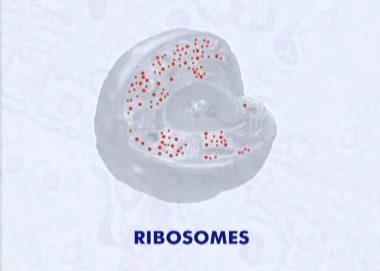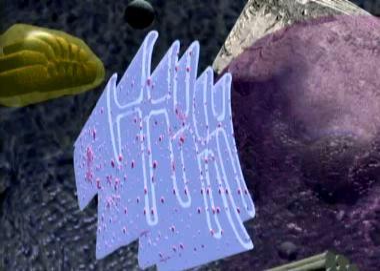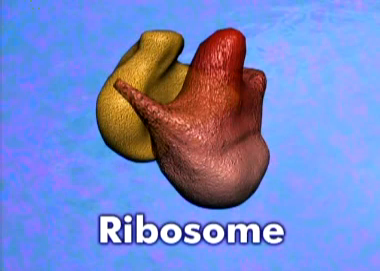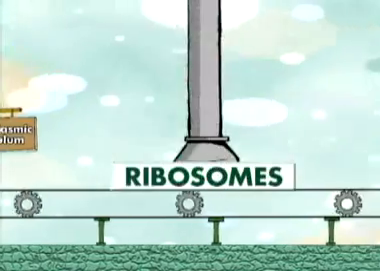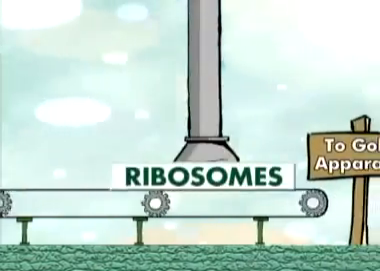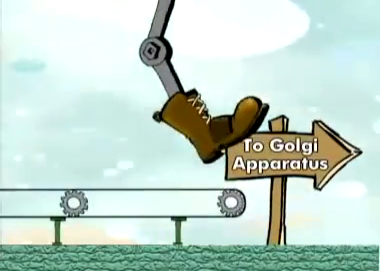Ribosomes are the protein builders of the cell. They can be found floating in the cytoplasm or attached to the endoplasmic reticulum. Ribosomes may look round, but if you look closely, they're actually made of two subunits, a larger one and a smaller one. After the ribosomes build proteins, the proteins move to the Golgi apparatus.